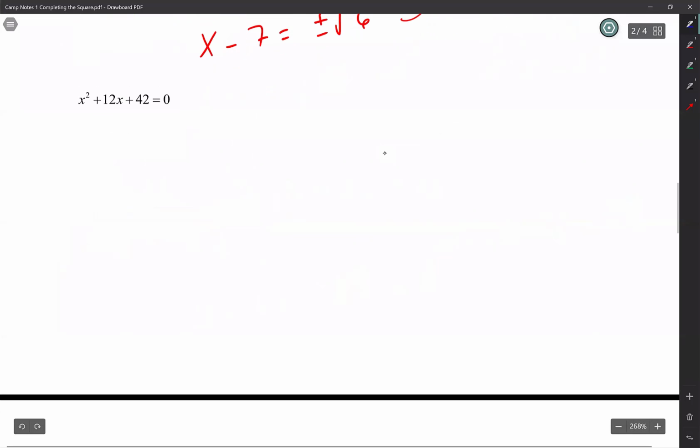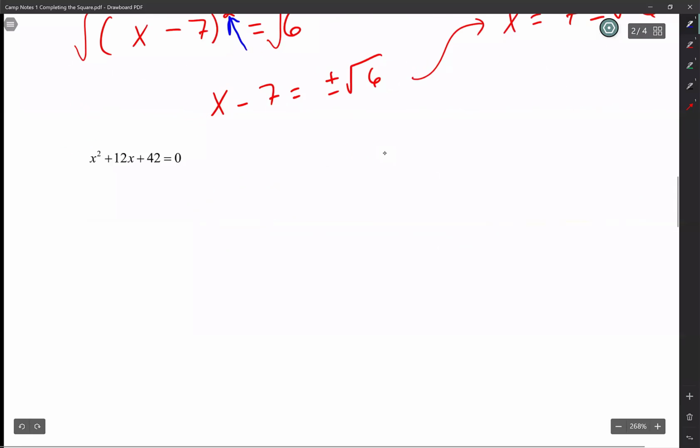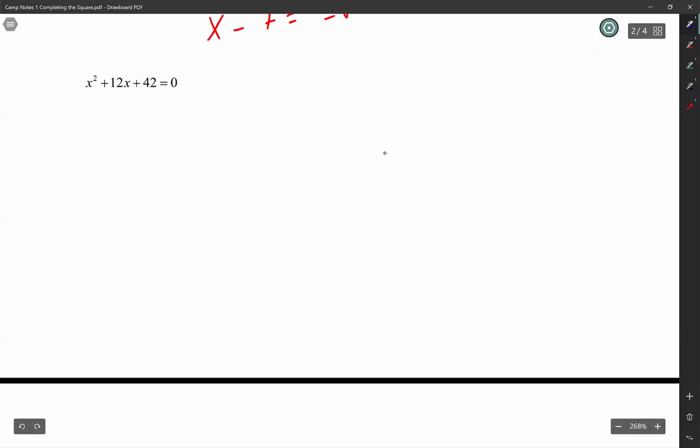So, all right. It's possible for your answer to be an imaginary number, guys. And you're going to see this one is an imaginary number one.